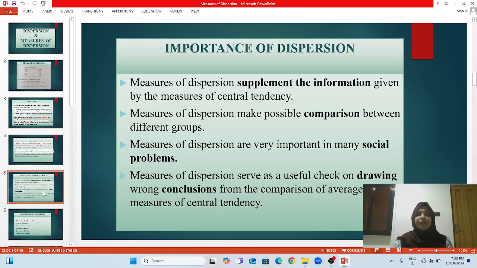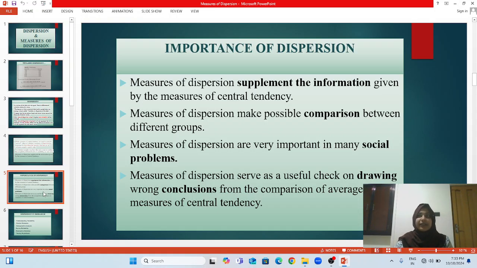As we all know, if we get a data set, then we can compare the spreading of data. While analyzing this data set with the technique of dispersion, we can see what is the extreme value of a particular data set and what is that of another data set. So we can compare the data sets, and measures of dispersion are very important in many social problems, especially, as we have seen as an example, incomes.